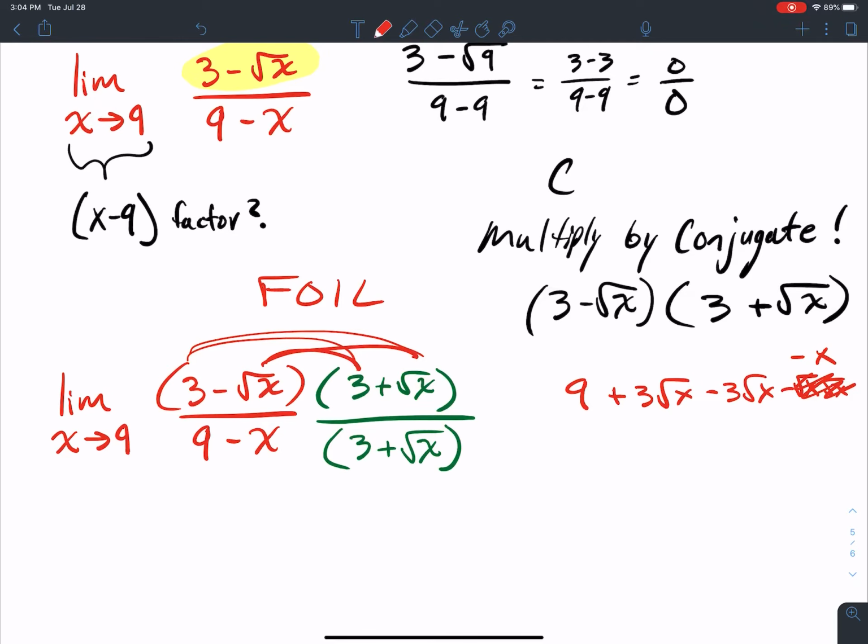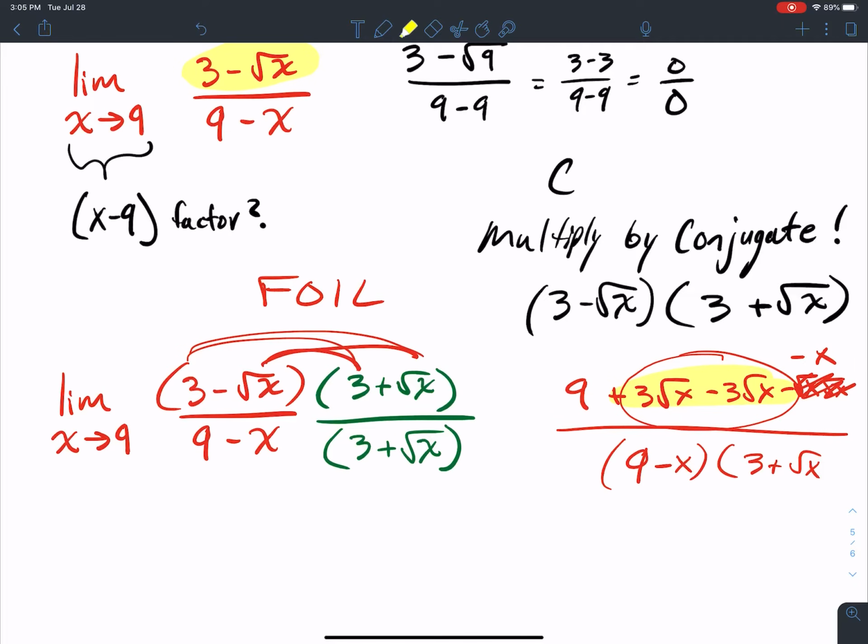Now in the denominator, I'm just going to leave it as is. Don't try to complicate your life. 9 minus x multiplied by 3 plus square root x. So let's simplify this. In the numerator, these two things cancel each other out. So what do I get? The limit as x goes to 9 of 9 minus x over 9 minus x times 3 plus the square root of x. See why it was beneficial to not multiply through the denominator?